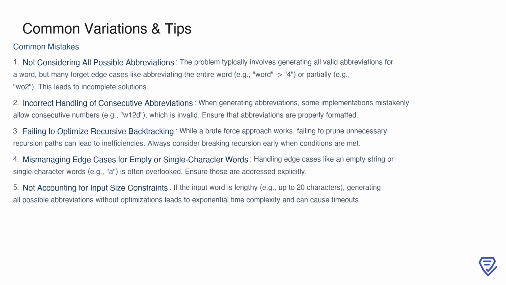Another issue is incorrectly handling consecutive abbreviations. Abbreviations like W12D are invalid because the numbers cannot appear consecutively. You must ensure proper formatting in your implementation. Additionally, recursive backtracking can be inefficient if not optimized. Failing to prune unnecessary recursion paths will waste time and resources, so look for opportunities to break out of recursion early. Edge cases are another area where mistakes often occur.